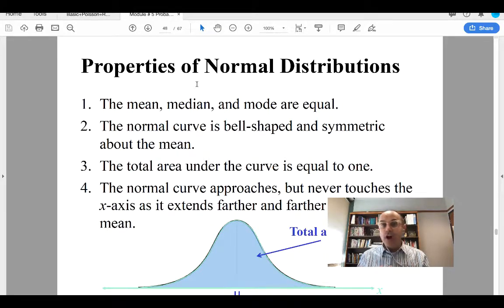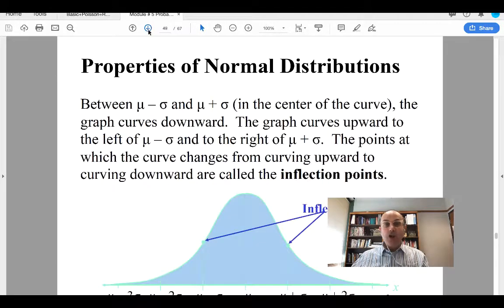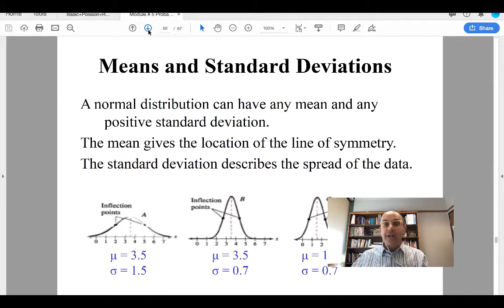The properties of the normal distribution: usually the mean, median, and mode are equal to each other. It is represented as a bell shape, symmetric about the mean. The area under the curve is equal to 1. So this is the normal distribution, and we also have the inflection points, where we find the extreme points of the distribution, and we have an idea how to calculate them.